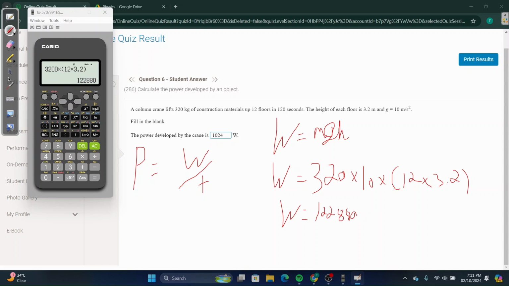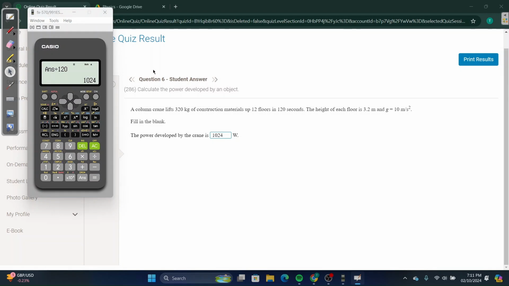Okay, and now this is going to be divided by the time. So this is divided by 120, which is going to be 1024 watts, which is our answer. So question 7.